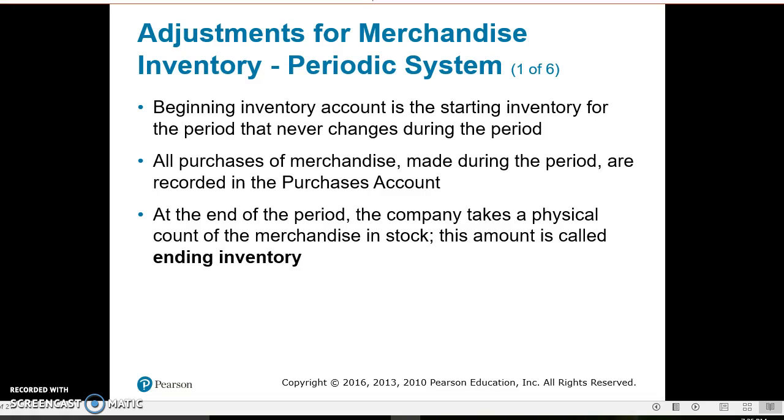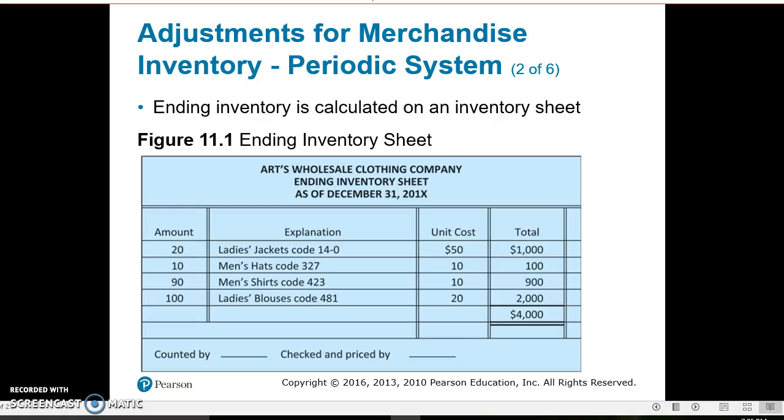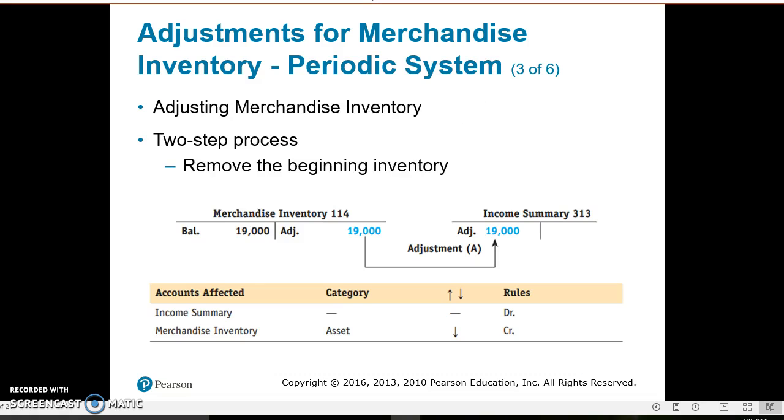As you go through it, you're going to have the beginning inventory that starts out at the beginning of the period. You're then going to have to do your adjusting for what you have at the end, and it's called the ending inventory. The ending inventory is calculated on an inventory sheet, kind of like this. Then you look at your beginning and say, okay, if I had 19,000 at the beginning, then I'm going to subtract 19,000 and put a debit in of the right amount that I have. It's a 2-step process.